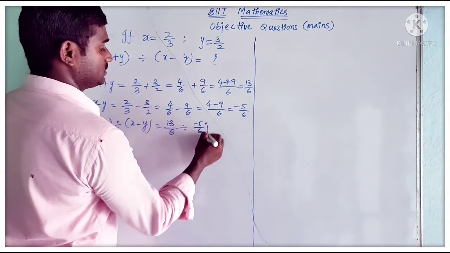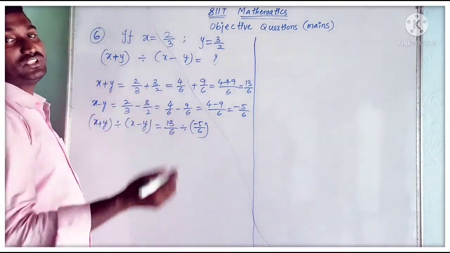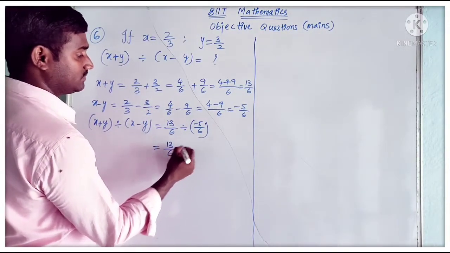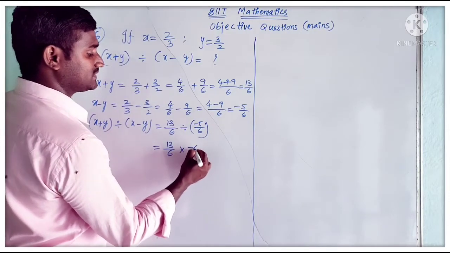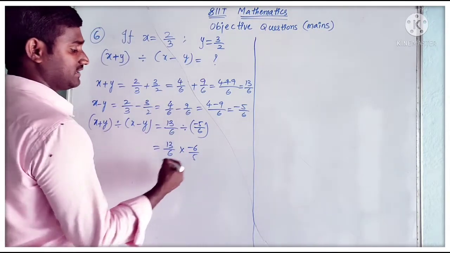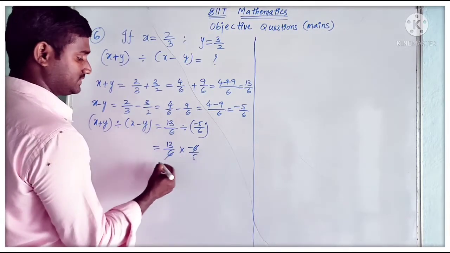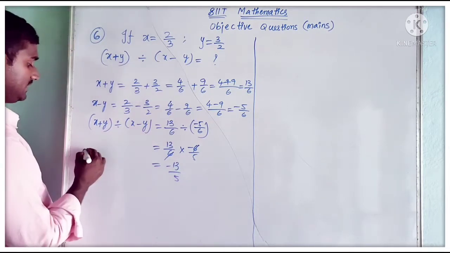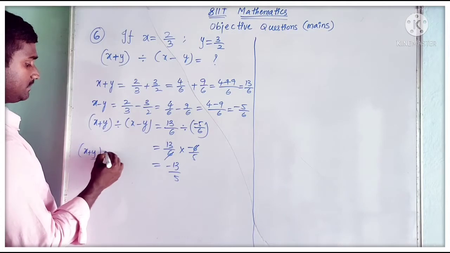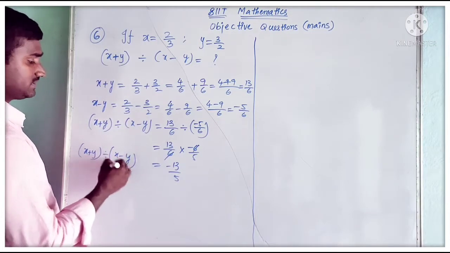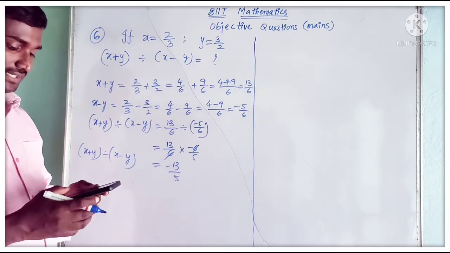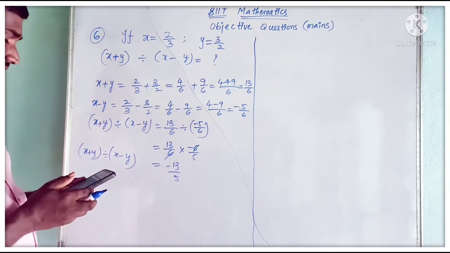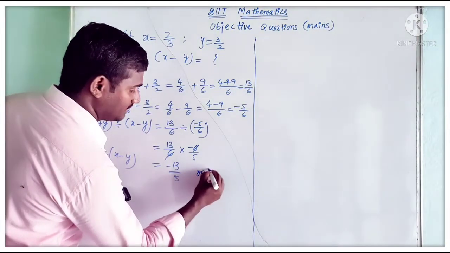Minus 5 by 6. When we are dividing two rational numbers, we should take the reciprocal of the divisor. So 13 by 6, the reciprocal of minus 5 by 6 is minus 6 by 5. Check whether there is any cancellation. Yes, the 6s are cancelled. 13 into minus 1, minus 13, 1 into 5, 5. So x plus y divided by x minus y is minus 13 by 5. Is there a correct answer for this? Yes, option 3. What is the correct option? Option 3.